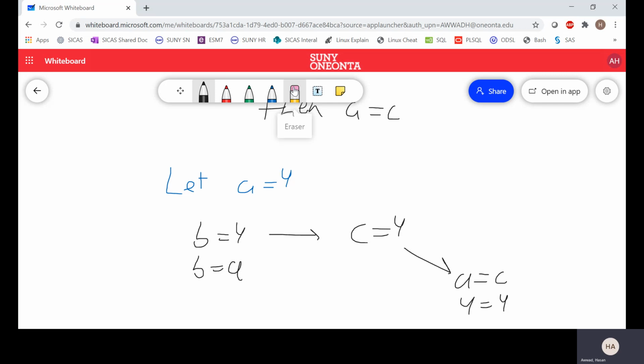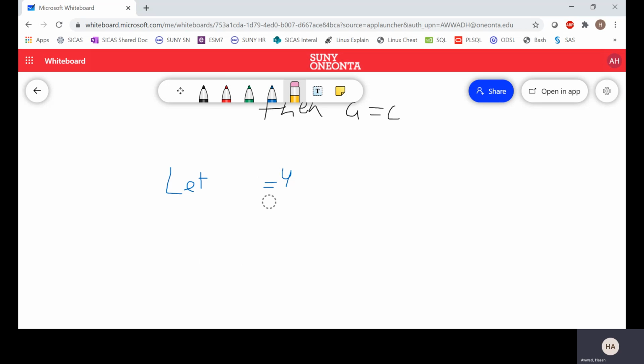It's just a pretty simple way of saying that if you have a middleman and they're all equal to each other, then the two endpoints are also going to be equal to each other. Okay, so let me go ahead and clean up the board here.